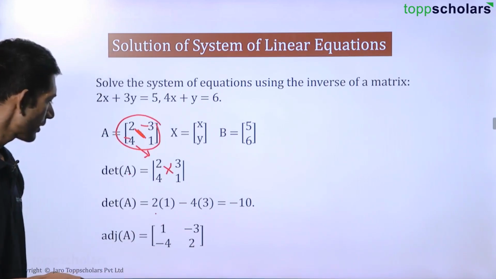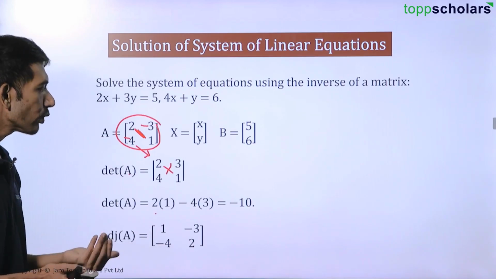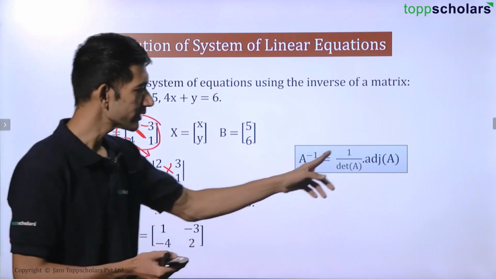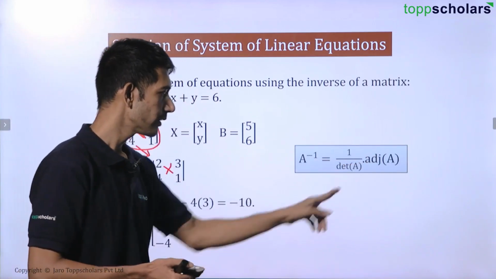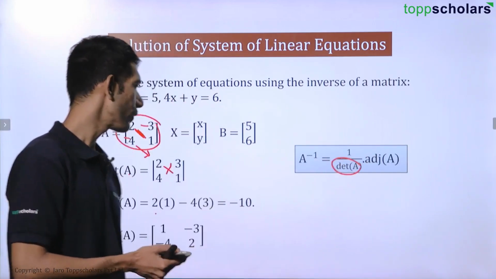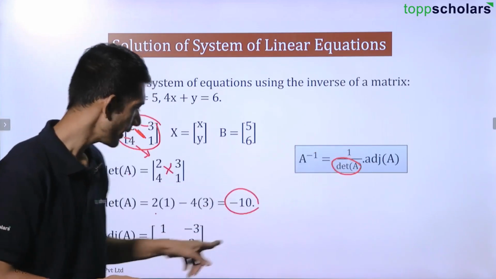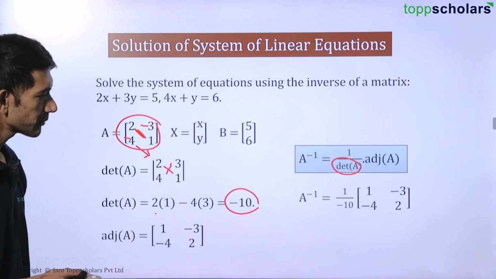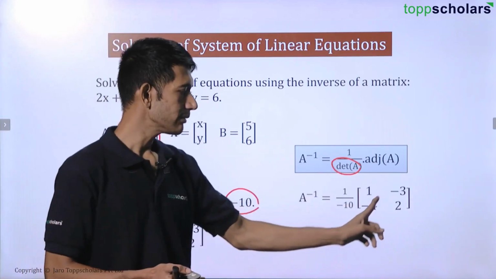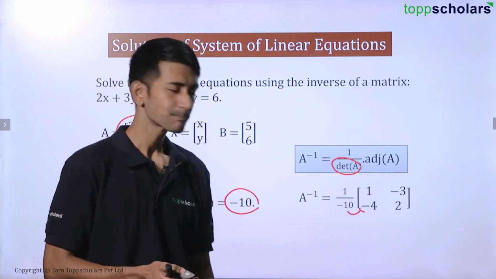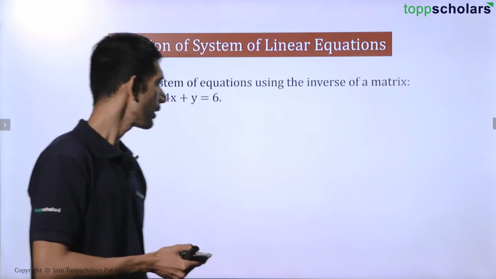Simple way. Now after taking the adjoint, you know what is the formula to find out the inverse. Correct? Inverse is 1 by determinant of A, adjoint of A. Instead of determinant of A, what are you going to put? You are going to put minus 10. Adjoint of A you already have. Just solve this. So 1 by minus 10, 1, minus 4, minus 3. Minus 10 you divide everywhere. What do you get? You will get A inverse.